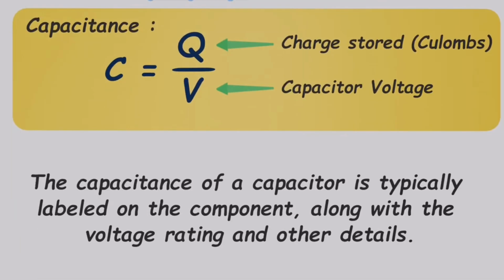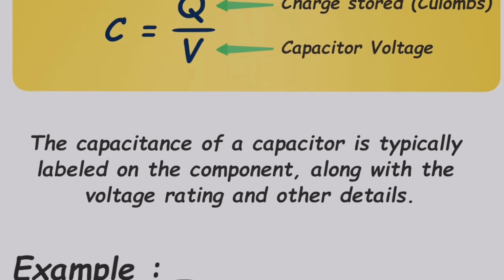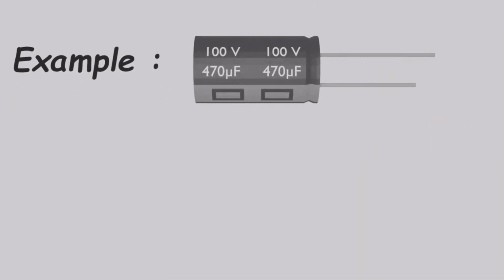The capacitance of a capacitor is typically labeled on the component, along with the voltage rating and other details. For instance, a capacitor might be marked as 100 volts and 470 microfarads.